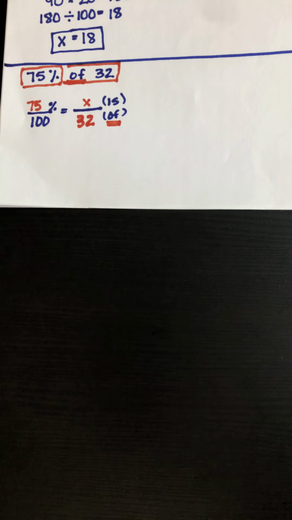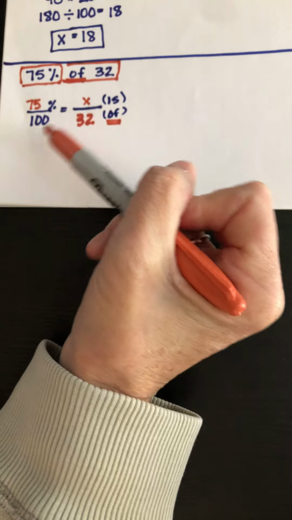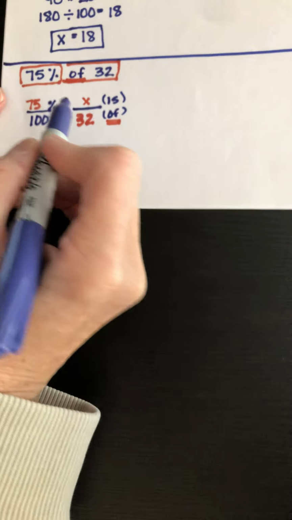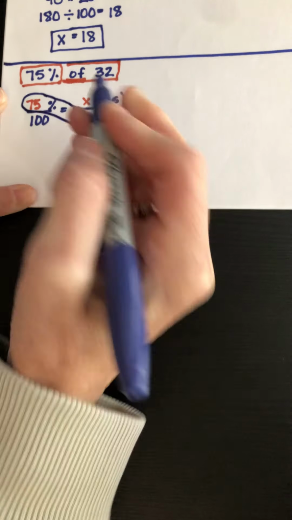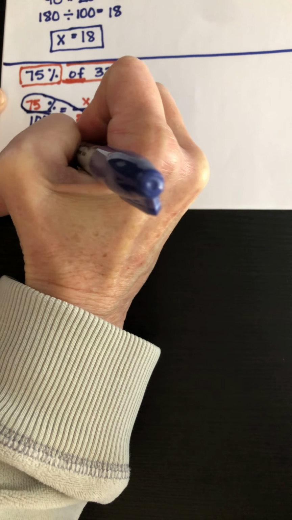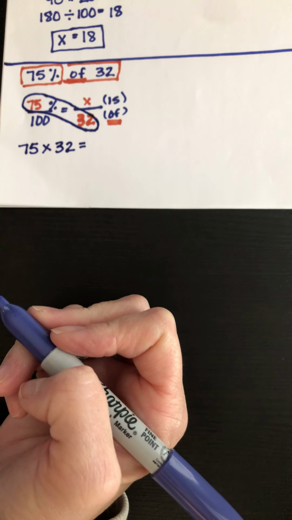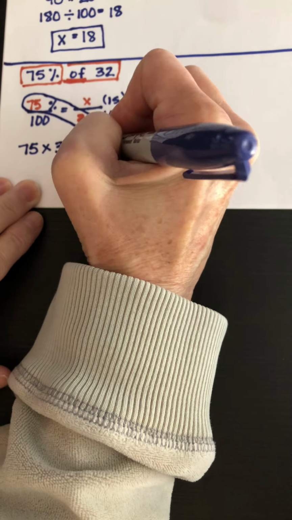So then my second step said to cross multiply. Well, I can't cross multiply 1 and 100 because I don't know what that is. So I'm going to cross multiply what I do have, which is 75 times 32. Now you can use calculators for this, that is fine. But I'm going to tell you that 75 times 32 is 2,400.